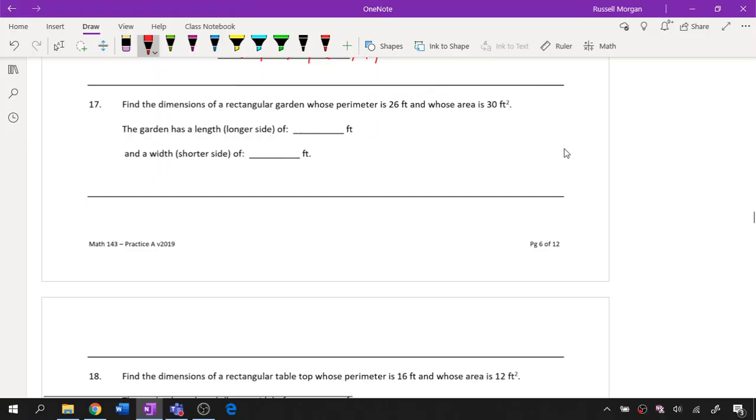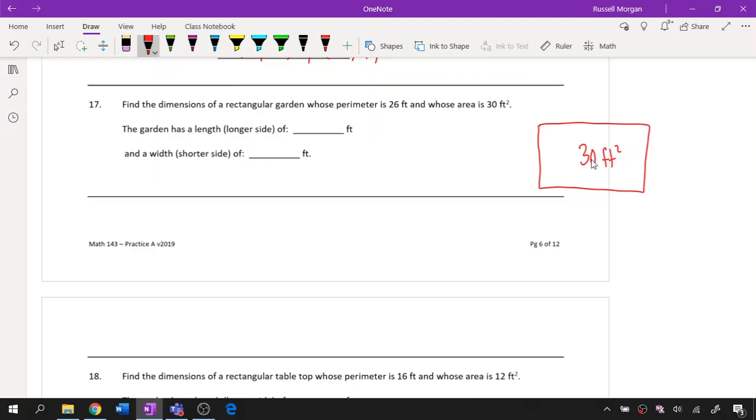I want to get a visualization. They say it was some kind of rectangular garden. Now, maybe I'm not drawing the rectangle in the correct direction, but whatever. It says the perimeter is 26 feet and the area is 30 square feet. So the area is the amount of space sort of inside, right? And the perimeter is going around.